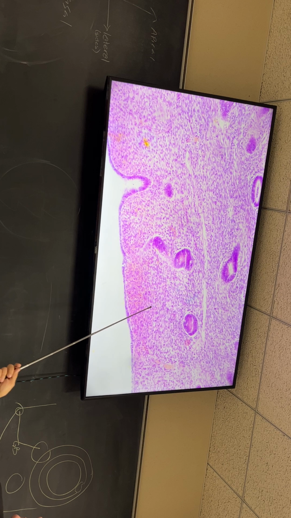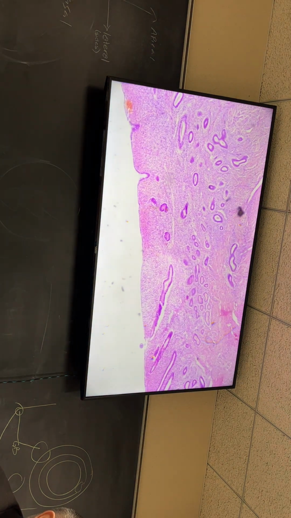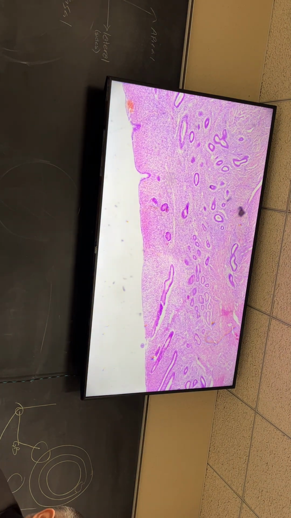Lamina propria. Lamina propria is always the background tissue, right? Lamina propria. So, the endometrium is divided into 2 sublayers, if you will. And that's called the what? Right. Stratum basale, the basal layer, right? And the stratum functionalis, the functional layer.